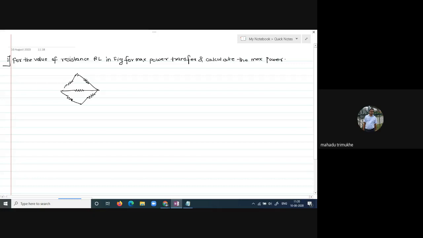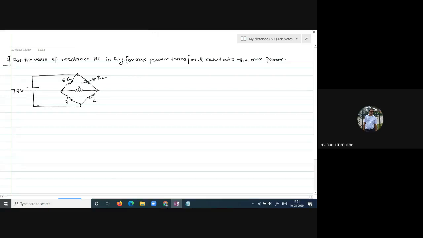That is 6 ohm. This is your variable load resistor RL. This is your 2 ohm, 3 ohm, 4 ohm. Voltage there, 72.